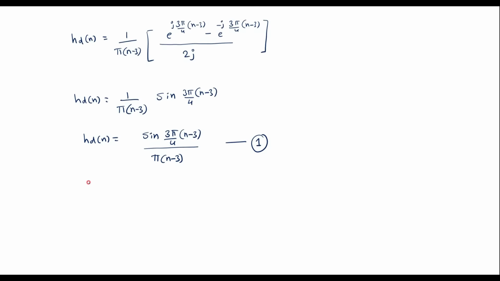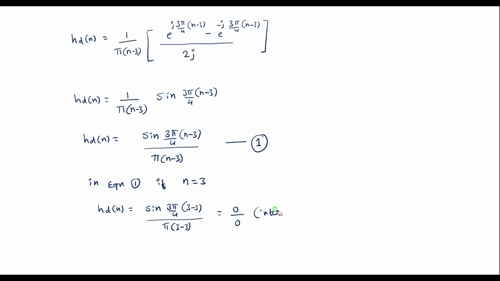Now in equation 1, if n = 3, in that case I can represent h_d(n) as sin(3π/4 (3-3)) divided by π(3-3), which is nothing but 0 by 0 form, that is an indeterminate form. 0 by 0 is called an indeterminate form. It means it is not defined.